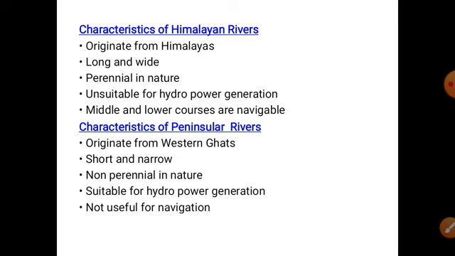Next is about the Peninsular rivers. These peninsular rivers originate from the Western Ghats. They are short and narrow. They are non-perennial in nature. They are suitable for hydropower generation. Unlike Himalayan rivers, peninsular rivers are not useful for navigation.